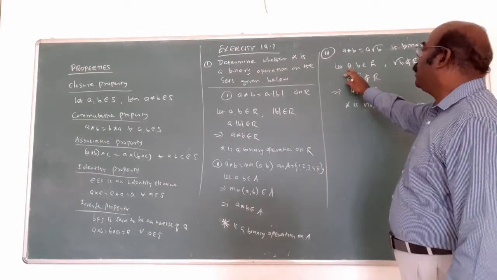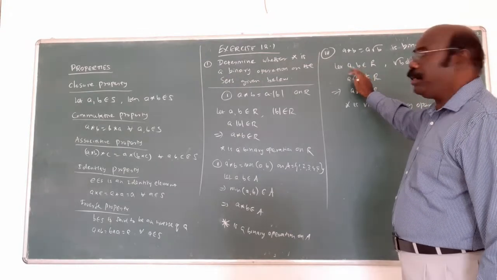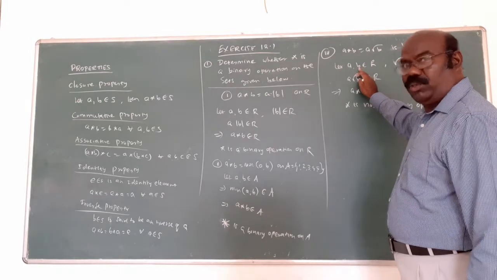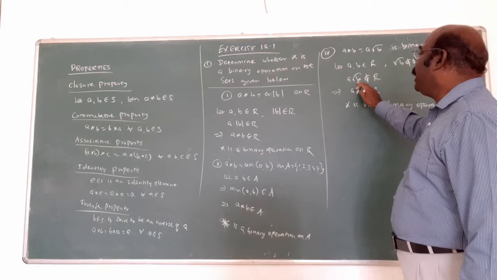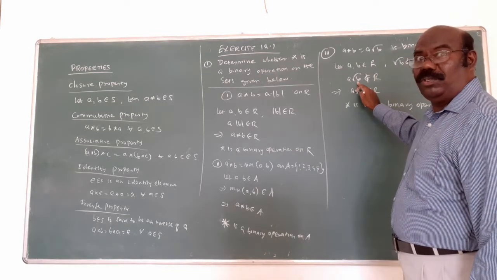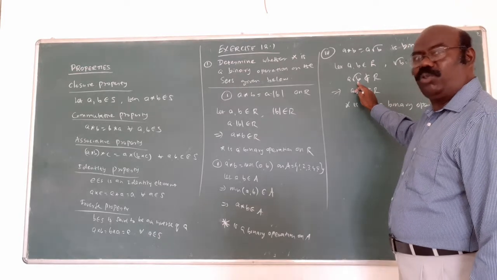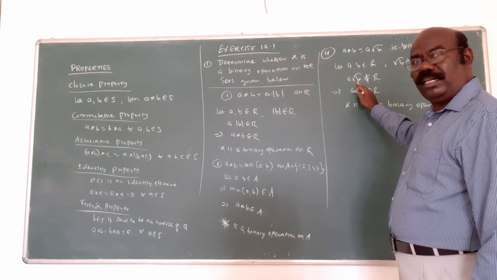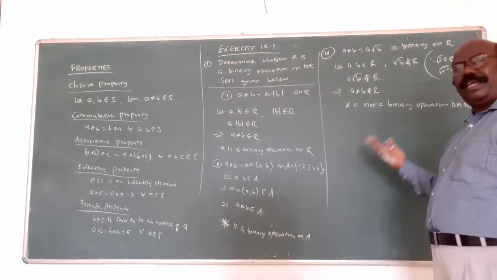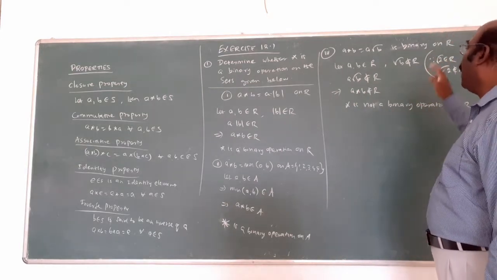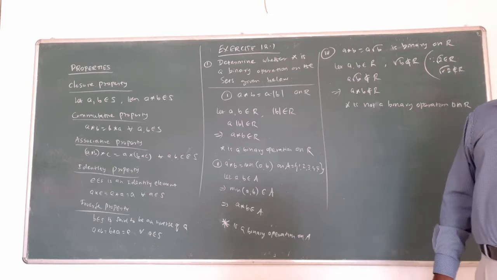Here suppose a is 1, b is 2. What is the answer? a into root of b is 1 into root 2. Root 2 does not belong to N. Star is also not a binary operation on N. In some cases it is a binary operation, but in this particular case N and R do not satisfy it. That's why it is not a binary operation.